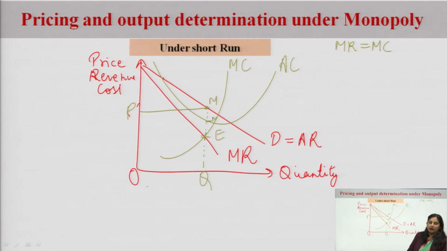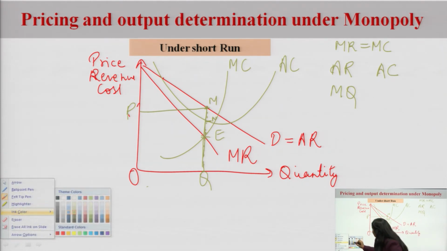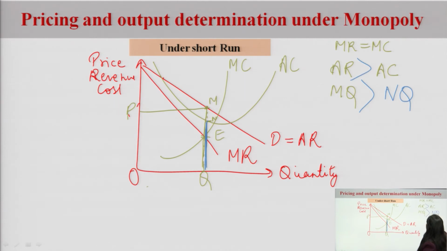Now let us compare what kind of profits there are. To find out the profits, we need to compare the average revenue and average cost. Average revenue, I am denoting by this green line, is equal to MQ. Average cost, I am denoting by this blue line, on the cost curve. NQ is the average cost. Which one is greater? Revenue is greater. When revenue is greater, what kind of profits are there? There are supernormal profits or economic profit.